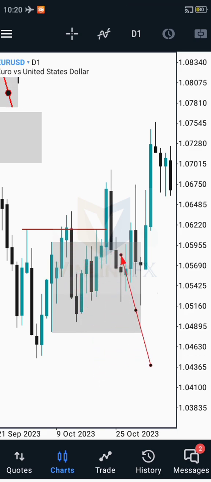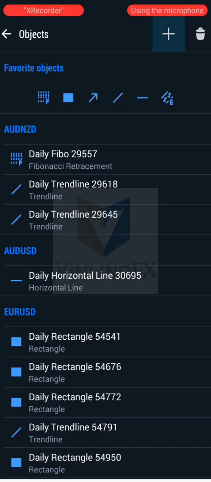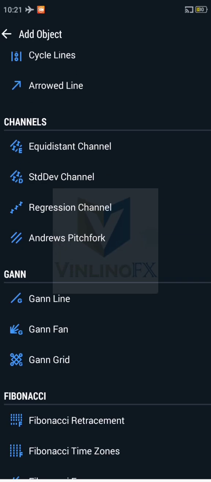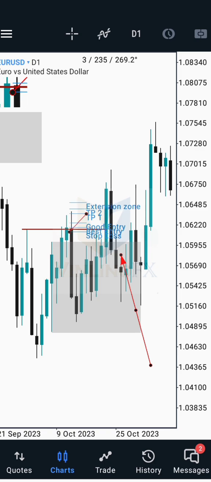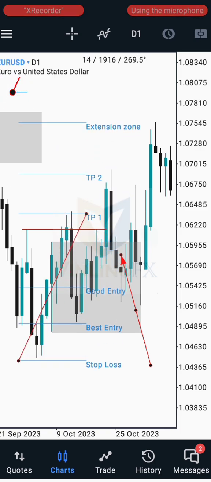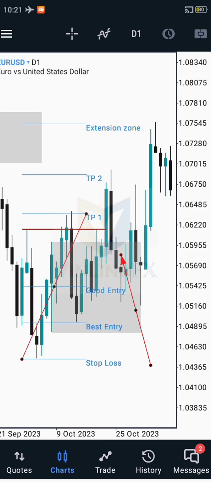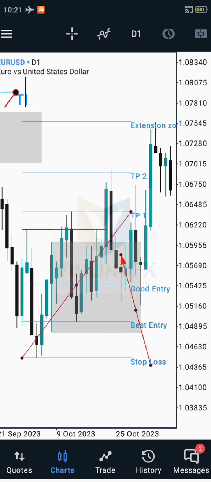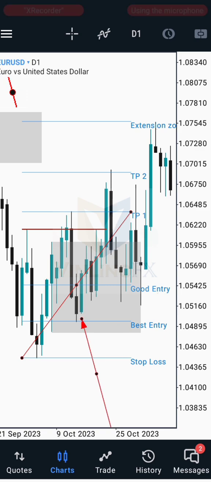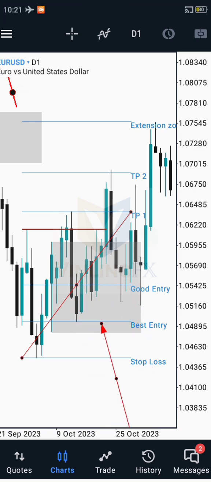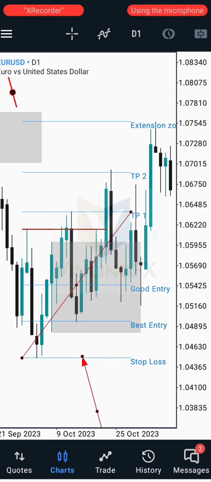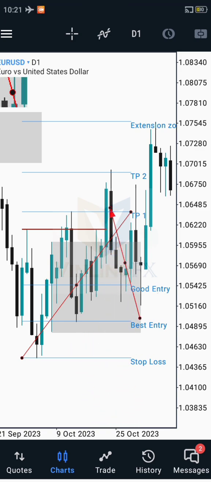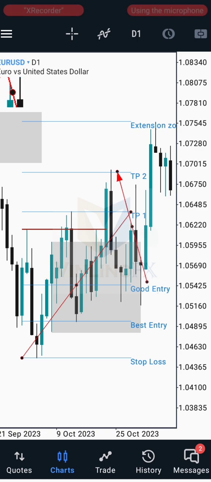So what do we do? Rule implies we grab our Fibonacci, swing high, swing low. Okay, have you seen it? Boom! Look at here, good entry. It came to our best entry. Stop loss. TP1 smashed. TP2 smashed. Alright.